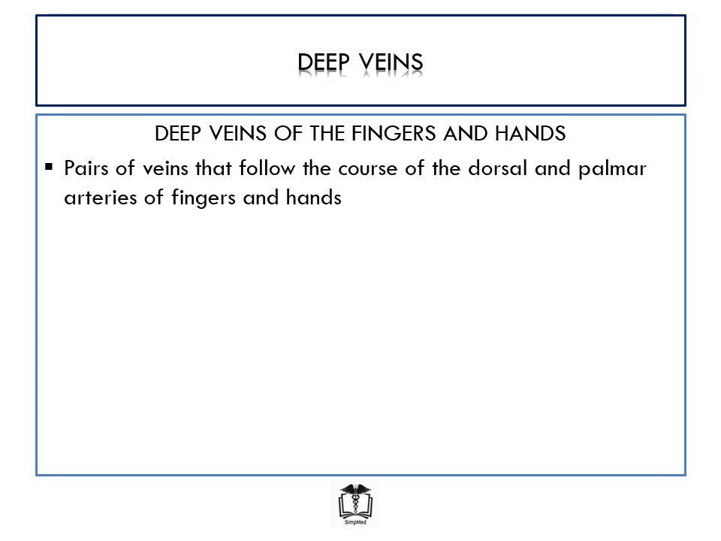As I said before, the deep veins of the fingers and hands are veins found within those regions, and they tend to accompany the arteries there. So they are pairs of veins that follow the course of the dorsal and palmar arteries of the fingers and hand.